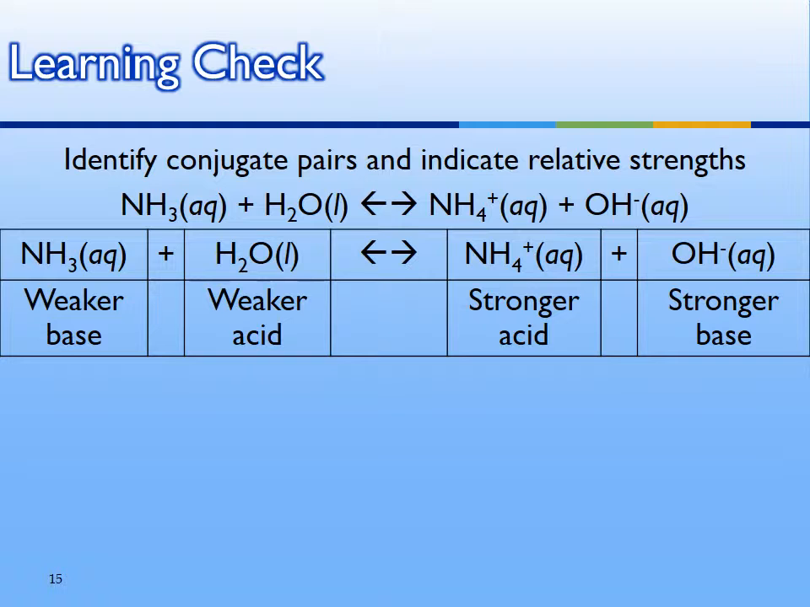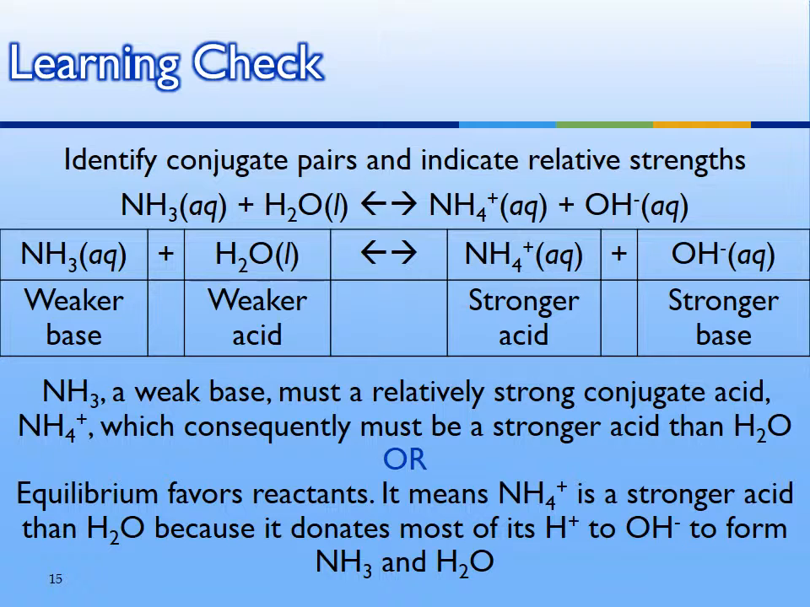Well, there are two ways you can look at solving this problem. Number one, you could say that ammonia, being a weak base, because it's not on the list, must have a relatively strong conjugate acid, the ammonium ion, which consequently must be a stronger acid than water. After all, the equilibrium in this reaction rests on the left side, and therefore there are not too many ions in solution. There's more molecular ammonia and water present on the left side.